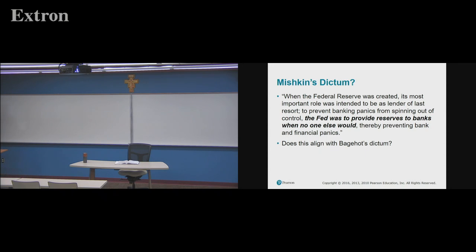So do you guys think this statement, especially what's in bold, the Fed was to provide reserves to banks when no one else would, does this follow Bagehot's dictum? No. I think you answered that last time. Yeah, I did. So anyone else have an opinion? Because the way Bagehot's dictum talks about it, you're not supposed to lend money to insolvent banks. Right, and he doesn't mention that. He just says provide reserves to banks when no one else would. If no one else would, then there's something obviously wrong.